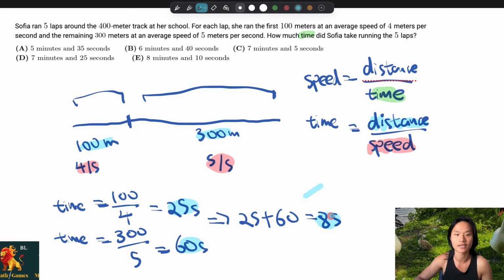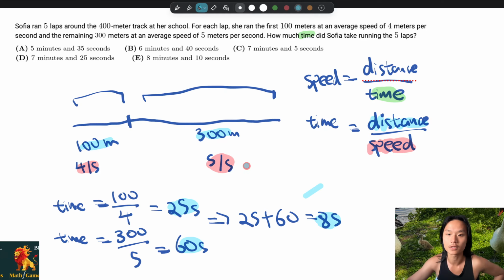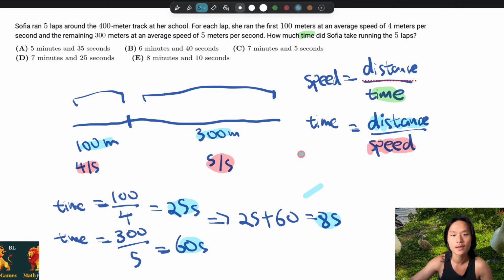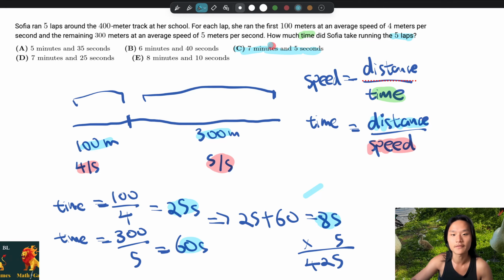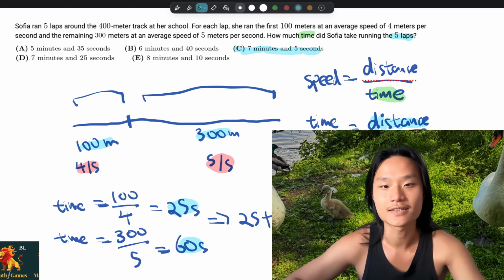Now, 85 seconds is the time it took Sophia to run just 1 lap. And because she ran 5 laps, we have to multiply 85 by 5, okay? And that gives us 425 seconds, which is also, I believe, 7 minutes and 5 seconds, because 7 minutes is 60 times 7, so 420 plus 5, so 425 seconds. And that's it for this video.